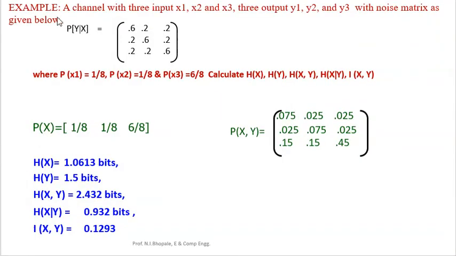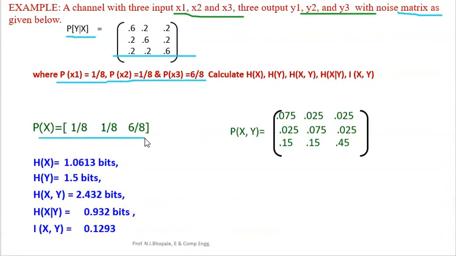This is what the next numerical is, provided a channel with three inputs, that is x1 to x3, and three outputs y1 to y3, with the noise matrix as given. This is the noise matrix, also called the channel matrix, where the probabilities of the input messages are given like this. P(X) is 1 by 8, 1 by 8 and 6 by 8. Calculate H(X), H(Y), H(X,Y), H of X given Y and I(X;Y).